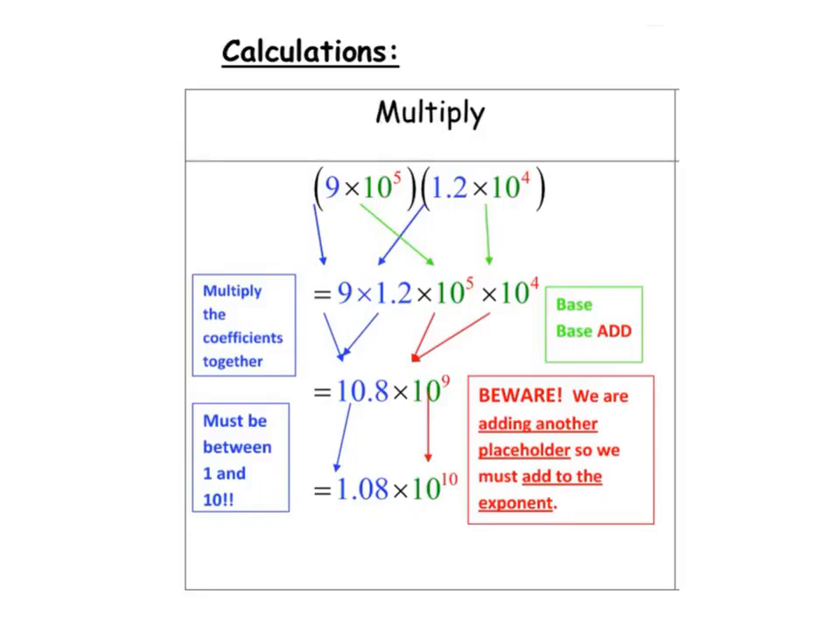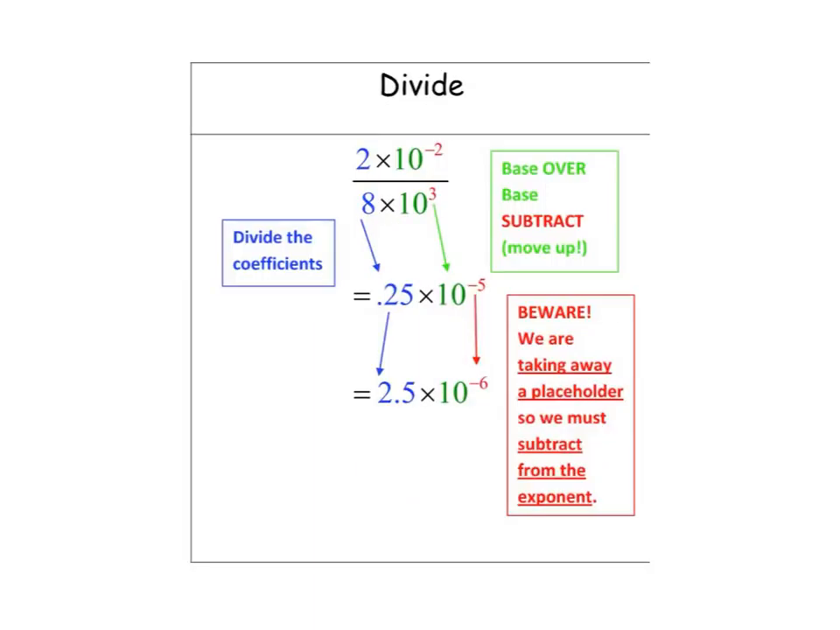All right, let's now divide with scientific notation. You have a number written in scientific notation, 2 times 10 to the negative 2. You're dividing that by 8 times 10 to the third. So what you're going to do is divide the coefficients. 2 divided by 8 gives me 0.25. Then I divide 10 to the negative 2 by 10 to the third, and what you do is you subtract. So if you subtract, then you get 10 to the negative 5.